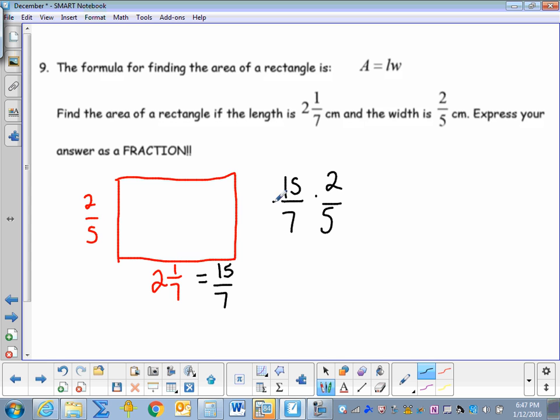So let's go ahead and see if we can simplify. Think of this as 15 times 2 and 7 times 5. So does 15 go into 7? Does 15 go into 5? Yes, 3 times. So that turns to 1, that turns to 3. Does 2 go into 7? No. So in the numerator we have 3 times 2 and 7 times 1, which is 6/7.